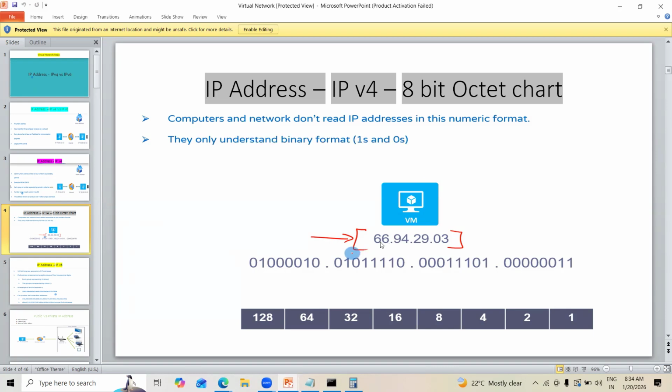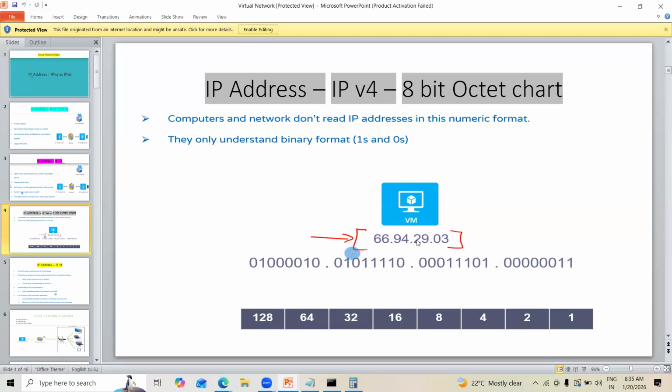You can see the IP address 64.94.29.03. How is this number assigned? Take this as an example. This is the octet, 1, 2, 3, 4. We have 4 octets. So 0, 3. How is this number generated here? What bits are enabled here? The last bit and the one before that, these two are enabled. We got 3 here.